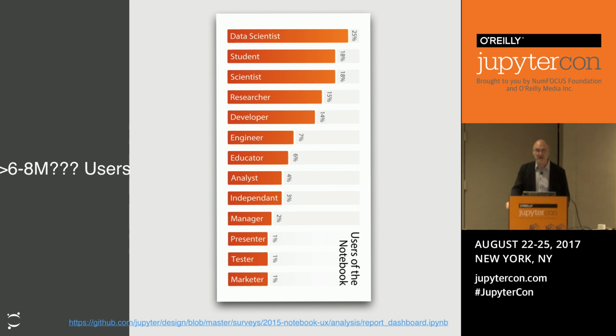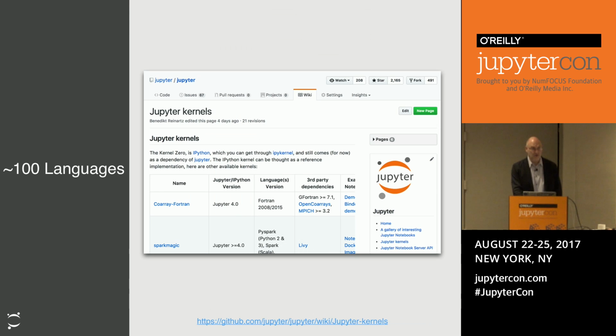We did a user experience survey a few years ago. At the time, this is what our user distribution looked like in terms of different backgrounds. Now, I looked last night, and a rough count is that we support over or right around 100 languages. So there's 100 different kernels that have been developed.